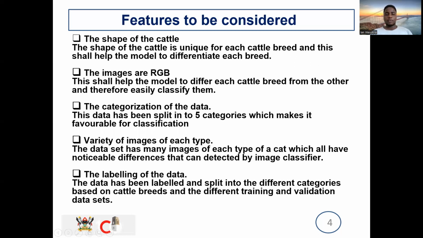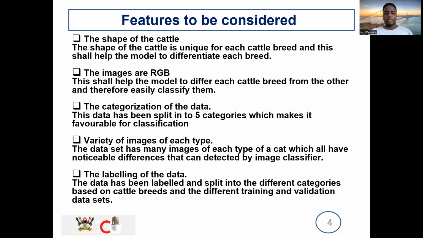The features that are to be considered include the shape of the cattle. As we all know, these different breeds of cattle have various shapes and sizes. So the AI model is able to differentiate all these cattle breeds based on the size or the length of each cattle. Then the images in the dataset are also in RGB, which means the model can easily differentiate one cattle breed from the other based on their color. For example, the Friesian and the Red Dane cattle are completely different colors, and this is very good for classification.